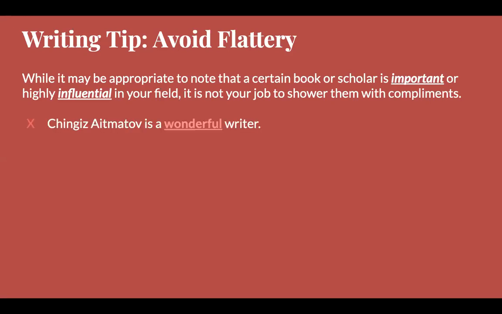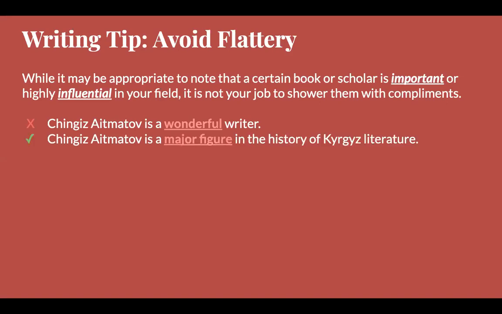So let's look at some examples. Here's an example of flattery that we should avoid. Something like, Chingiz Aitmatov is a wonderful writer. Maybe it's true, but it's not really your place as an academic to say this. Instead, you might say something more neutral, like, Chingiz Aitmatov is a major figure in the history of Kyrgyz literature, right? Here, you're not commenting about the quality of his writing. You're commenting about his importance, his influence.